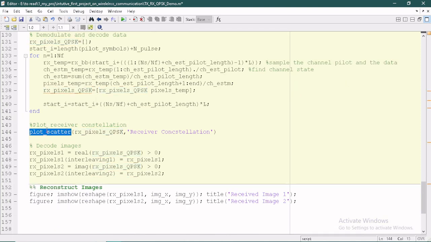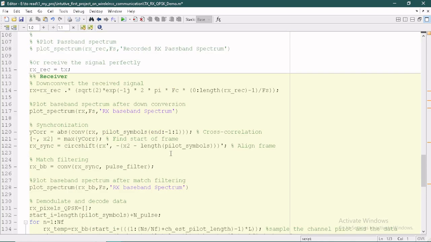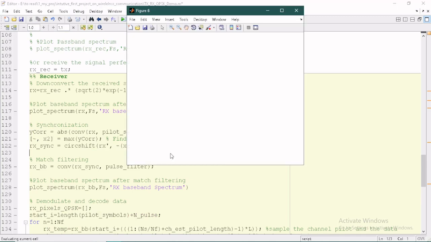Here we do some plotting, and here we do the decoding step. As I mentioned in the tutorial, the receiver sees in which quadrant the symbols are and decides if they are ones or zeros. And here it will extract each received pixel, the pixels of each image after doing the interleaving, converting the randomized pixels to the corresponding pixels of the image. So let's run this section and see what will happen.